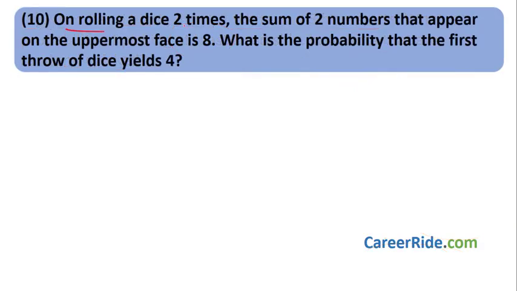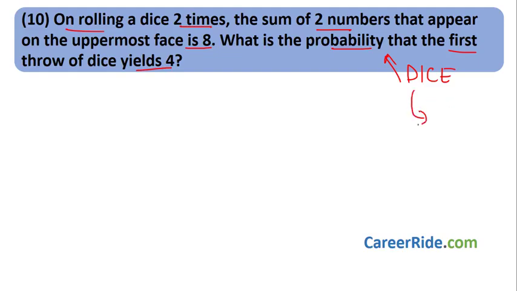On rolling a dice 2 times, the sum of 2 numbers that appear on the uppermost face is 8. What is the probability that the first throw of dice yields 4? Now again very easy, this is the dice kind of sums which we have seen earlier at the start.